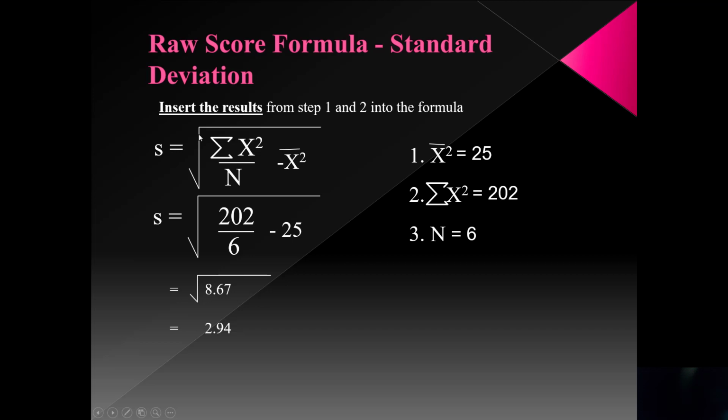The standard deviation formula has a square root sign, so I'm bringing it down through the entire problem. If I calculate this, I get 8.67, but I still have the square root sign, so I'm not finished until I take the square root of this number, which gives me 2.94. And that is the answer, the standard deviation for that original column of 6 numbers.